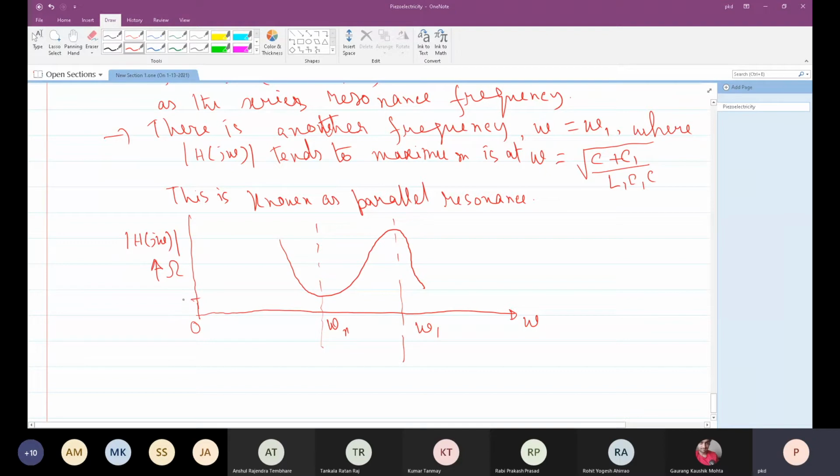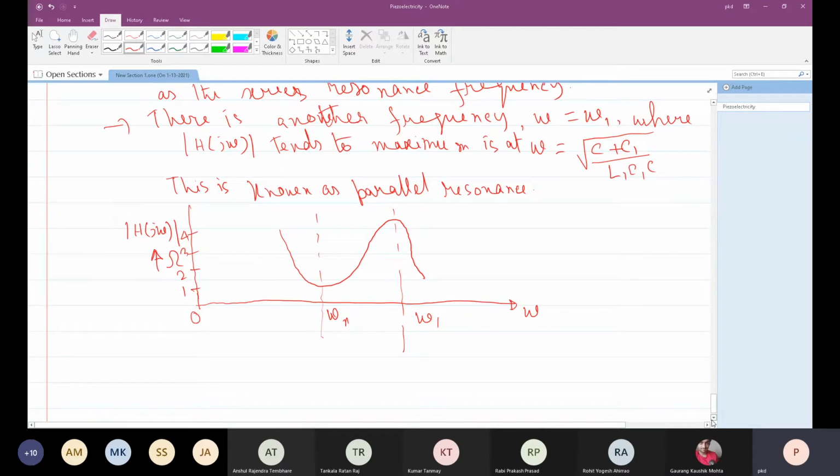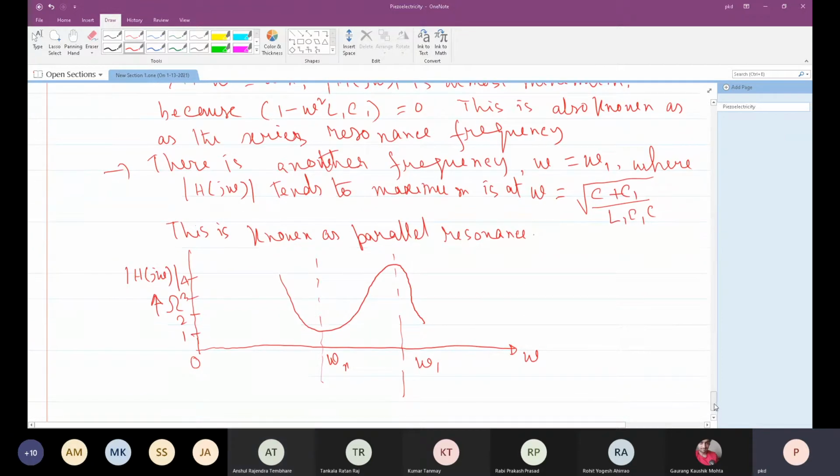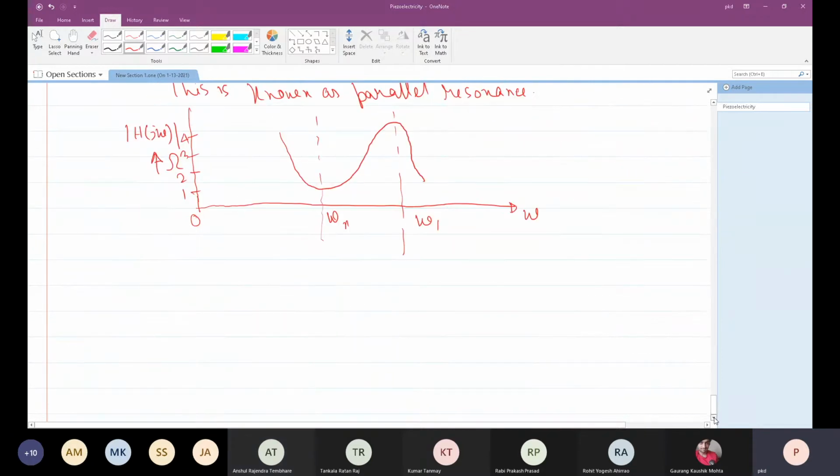And the plot will look like this in linear scale. If you take log scale, it will be flatter. The phase response, on the other hand, varies between plus minus 90.